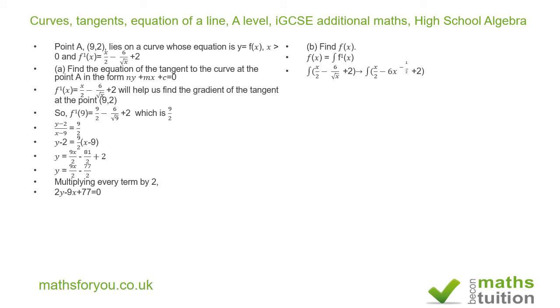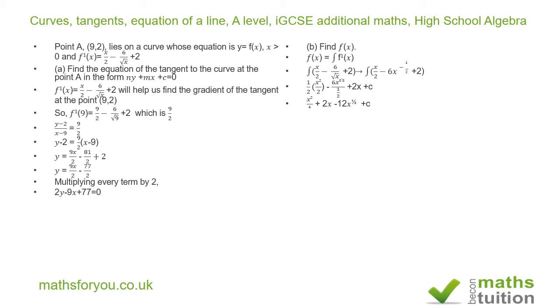Now note here that I've written 6 divided by root x as 6x to the power minus a half. And when we integrate, we end up with a half times x squared over 2 minus 6x to the power of half divided by half plus 2x plus c, being the integration constant. When we simplify, we end up with x squared over 4 minus 12x to the power of half plus 2x plus c.